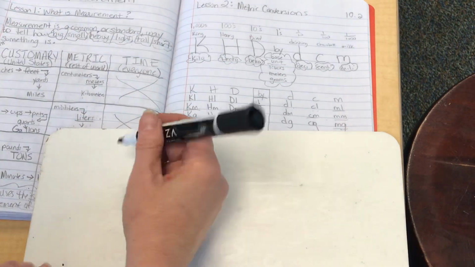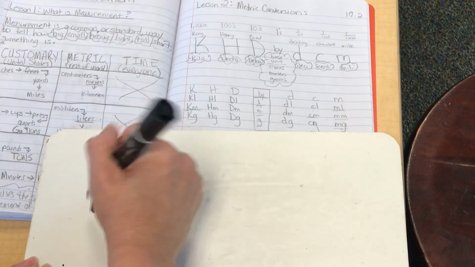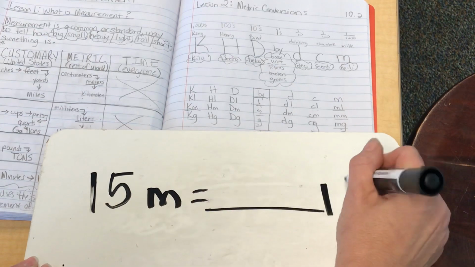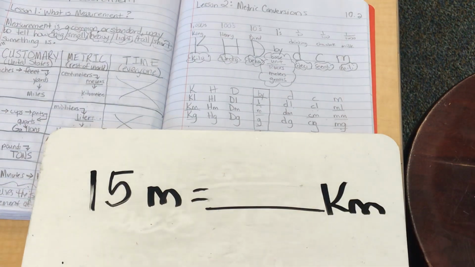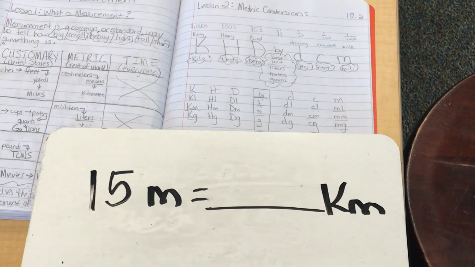Okay, let's try 15 meters equals how many kilometers? Find meters, find kilometers, jump it. Do the rest of the problem. I'm waiting. I'm not going to show you the answer yet. Do it now.